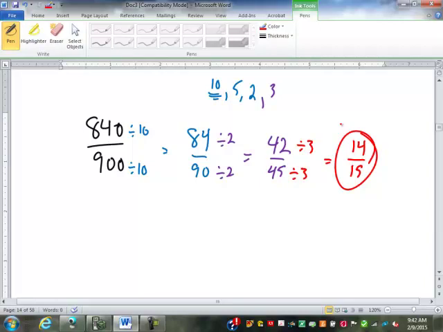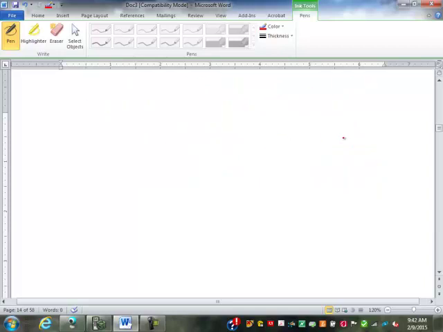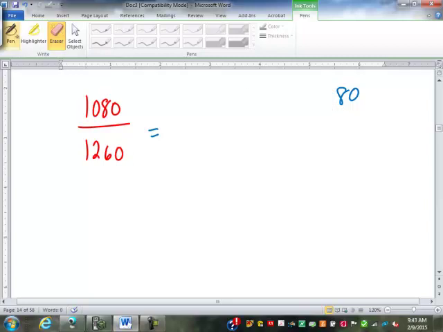If you really get stumped on something, do a factor tree. Let's say you have 1,080 over, let's do 1,260. You can always factor. Well, like this one, I would divide by 10 first because there's a 0, so it's 108 over 126. Then I could divide by 9.